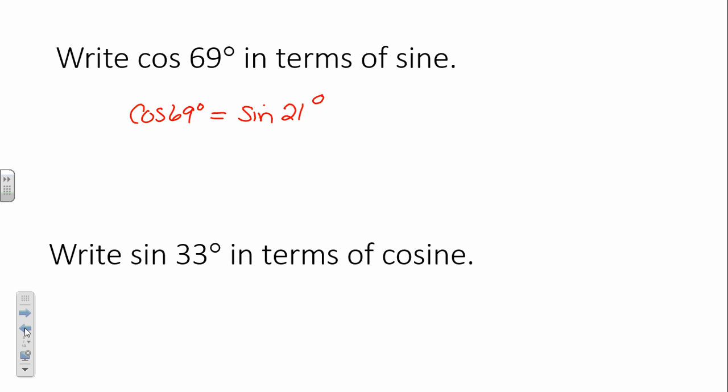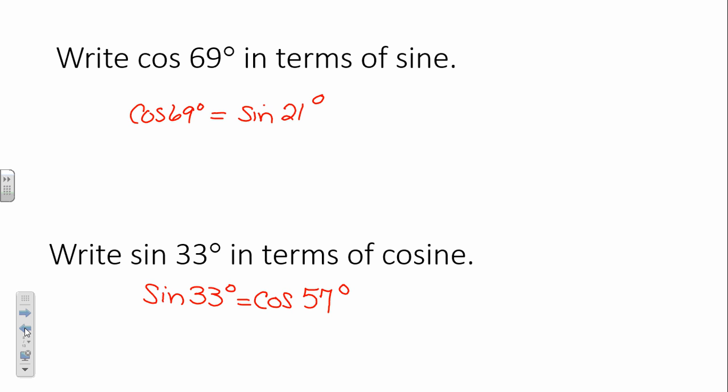If I know the sine of 33 degrees, I also know the cosine of something. It has to be equal to the cosine of how many degrees? Everybody understand why? How do we find that? Complementary. We find the complement. The complement to 33 is 57. They add up to 90 degrees. So the cosine of 57 will be the same as the sine of 33.